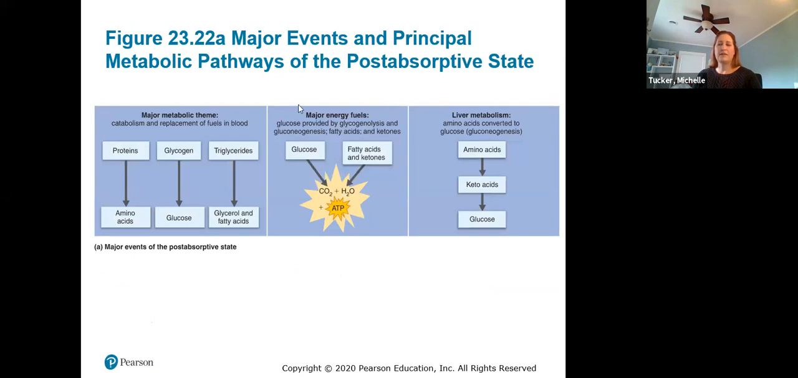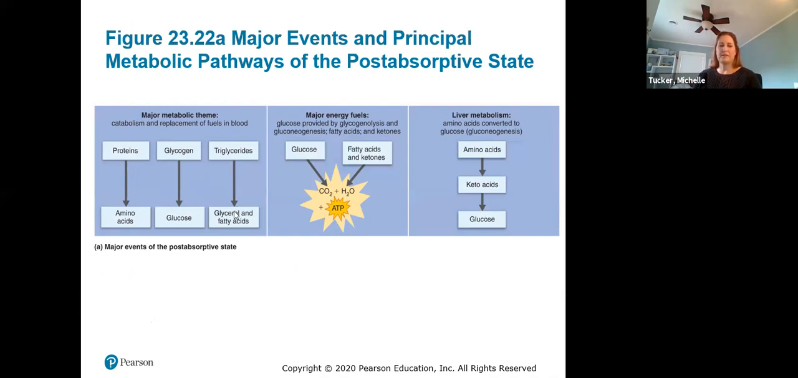So this is the summary of the post-absorptive state. Remember, catabolism is exceeding anabolism. So catabolism is going to be the dominant mechanism or pathway here. Proteins are going to get broken down to amino acids. Glycogen gets broken down into glucose. This is primarily in the liver and skeletal muscle.